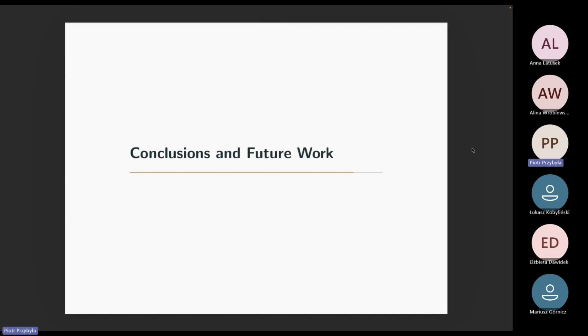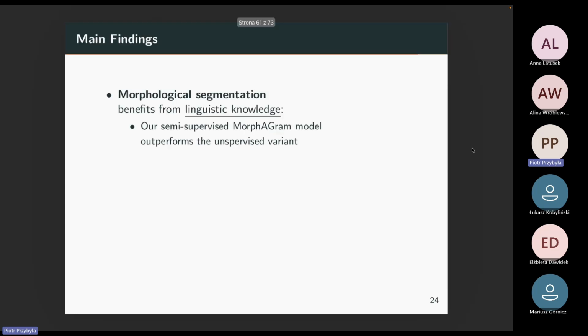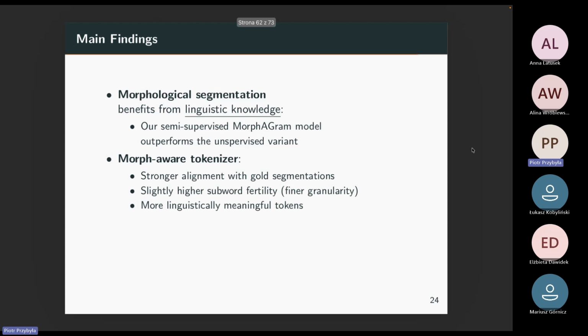Okay, so that's it. I think I'm good for, well, it's taken a while, but conclusions. So what we've learned is that the morphological segmentation does benefit from linguistic knowledge, right? Because at the very beginning, I showed that adding these prefixes to the model helps it. So the semi-supervised model is better at segmentation than the completely unsupervised one. And then the morph-aware tokenizer based on that has a stronger alignment with gold segmentations, even though it's limited by the fact it goes through the BPE stage, right?